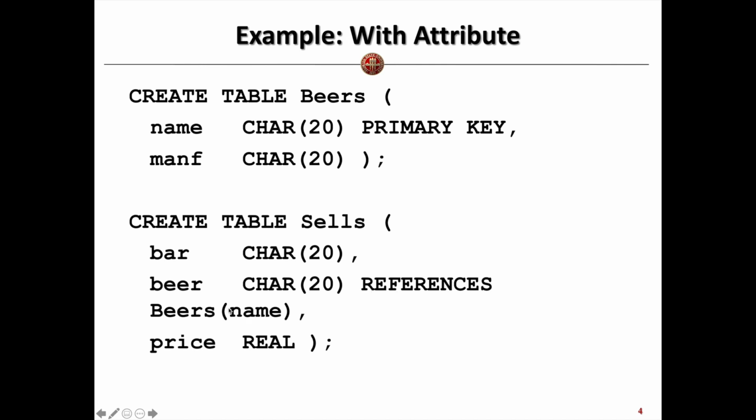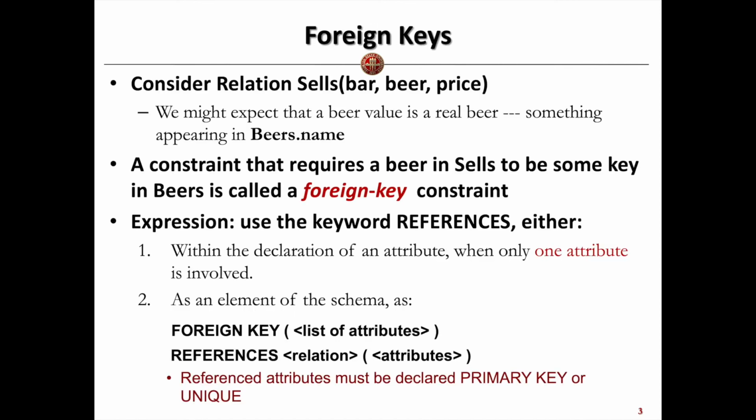We have a name inside parentheses. In other words, this beer attribute here will refer to this name attribute inside the beer's table we declare above. Then we also have the price, it is a real number. So this is the one way to create this sales table. Here we should also refer this bar to the bar's table, even though we didn't show it here. We just use this beer as an example to illustrate the foreign key expressions in SQL. So this is one way to declare foreign keys within the declaration of an attribute.